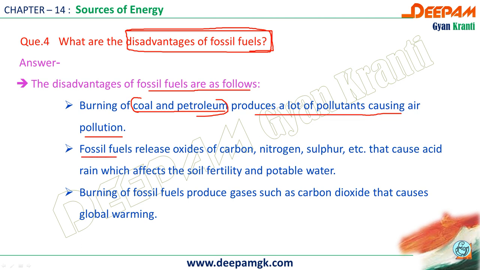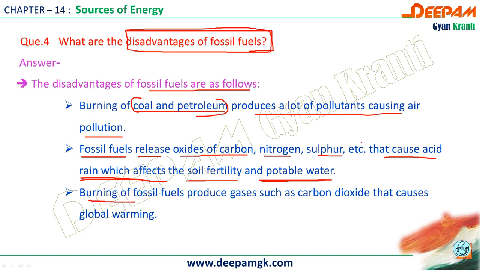Next, fossil fuels release oxides of carbon, nitrogen, sulfur, etc. that cause acid rain, which affects the soil fertility and potable water.